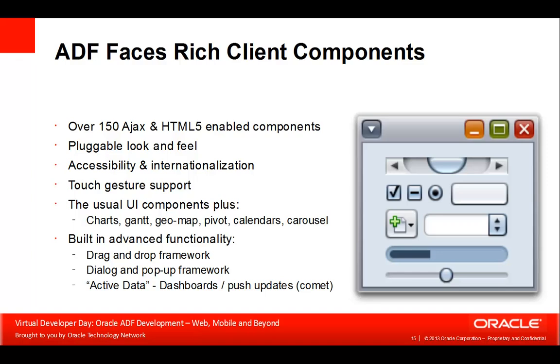For example, if we look here at the UI components, we've got the standard UI components, and we've got things that come out from the DVT framework for the data visualization stuff. Things like charts, Gantt charts, the geomap, which is very cool, pivot charts, calendars, things like that. Also have built-in functionality for being able to do a drag and drop framework, dialoguing and pop-ups, the active data as well as dashboards, which is very cool.